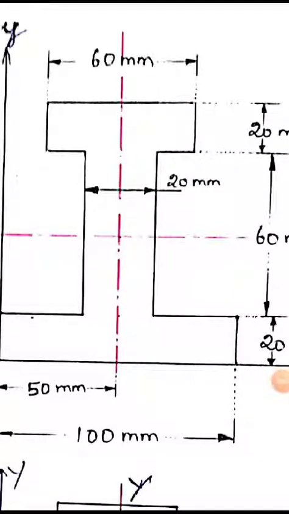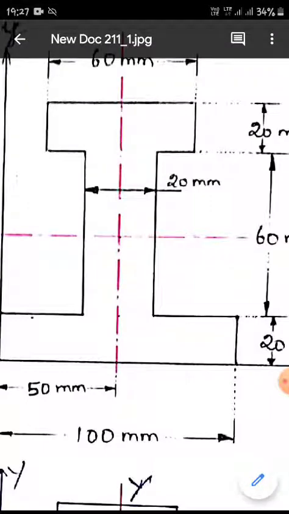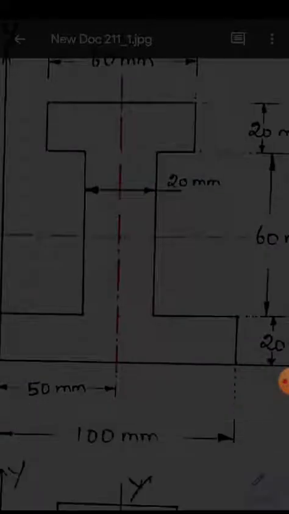Hello everyone. Now we will solve a small problem in relation with the area moment of inertia. Here we have an I section that is an unsymmetrical I section, because it is not symmetric about the centroidal x axis, whereas it is symmetrical about the y axis. So how do we find the moment of inertia of these kinds of cross sections?